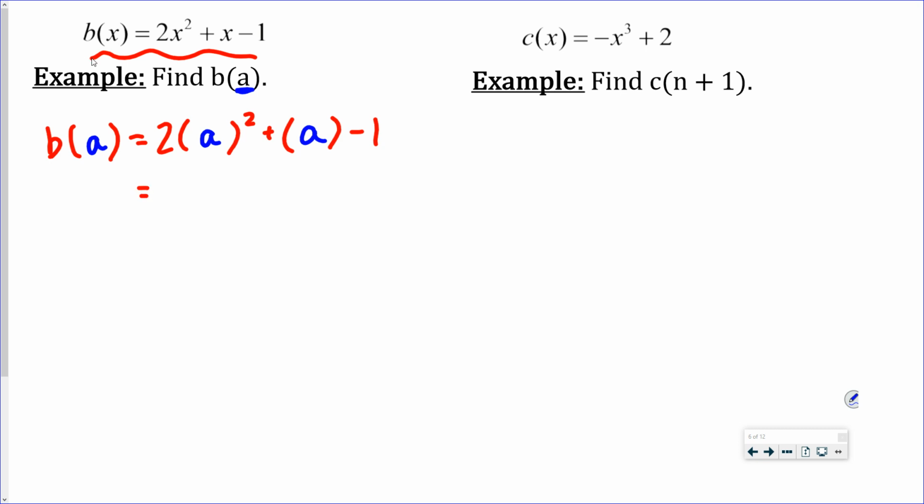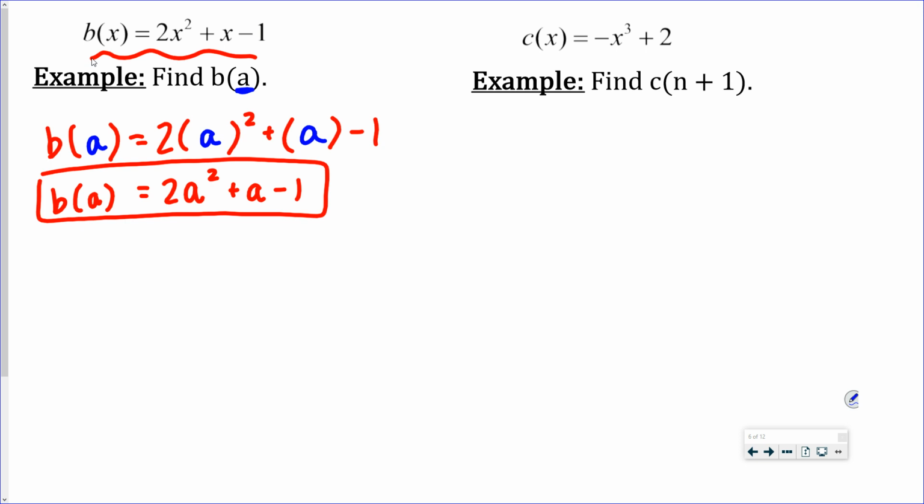All right, so here I would do a squared, which is a squared, times 2. I get 2a squared plus a minus 1. I can't add those together. They're not like terms. That'd be my answer. So something like this I could classify as a function. I get out something with variables and just not a number.